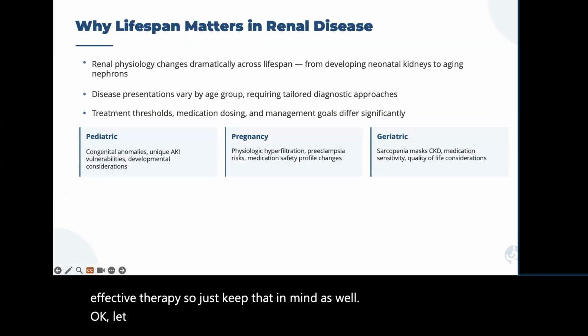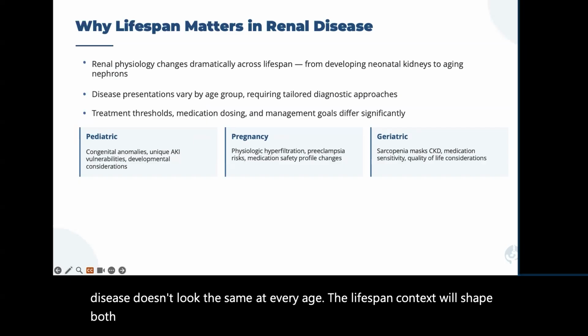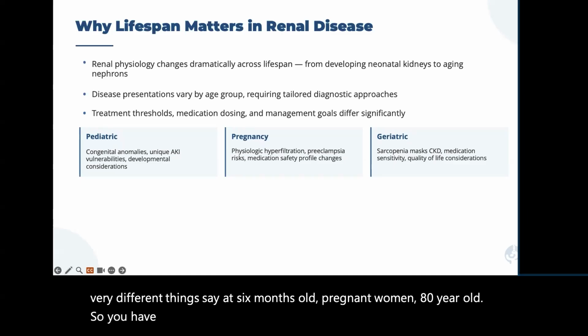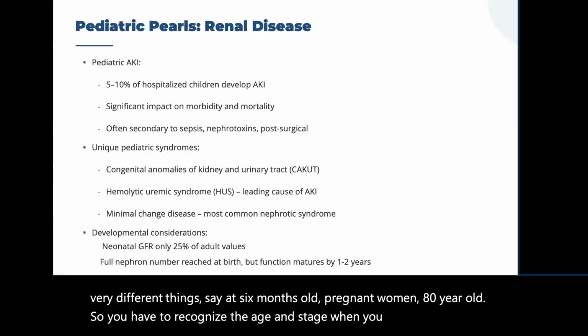Okay, let me give you some lifespan considerations here now. So renal disease doesn't look the same at every age. The lifespan context will shape both the vulnerability and the presentation. So some creatinine levels mean very different things, say at 6 months old, pregnant women, 80-year-old. So you have to recognize the age and stage when you consider renal insufficiency.